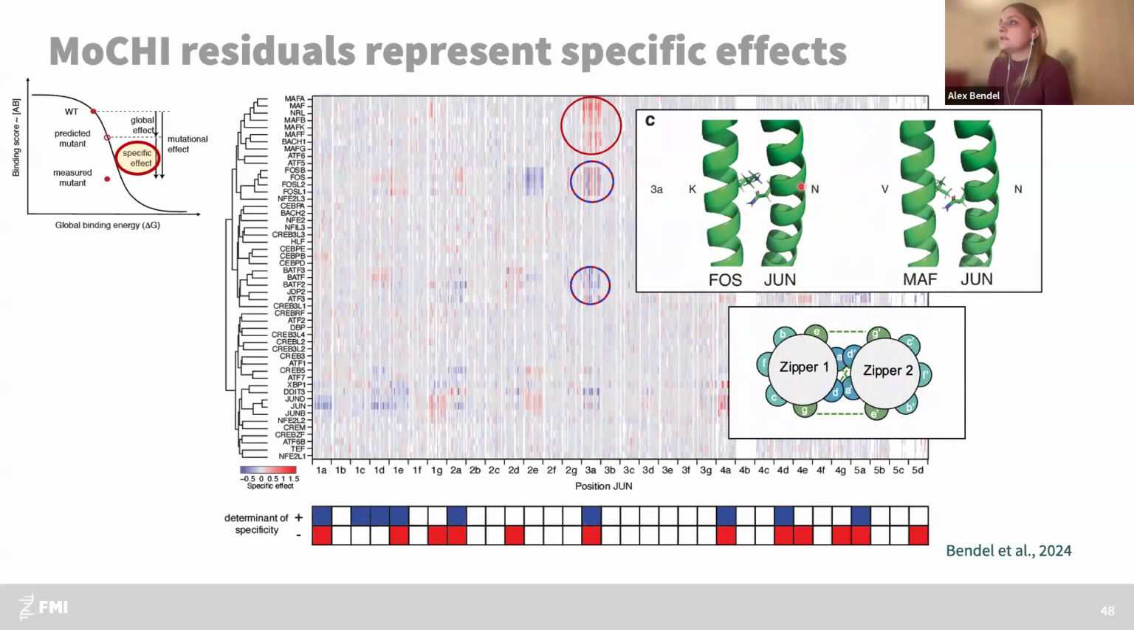However, if we would mutate to a valine, we would also induce a novel interaction between JUN and the MAF subfamily, which is unwanted. So we think that these positions function as trade-off positions where the network is really fine-tuned. So it could be optimized, but optimization would result in unwanted crosstalk.